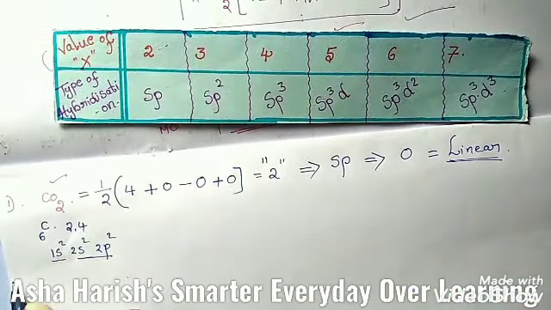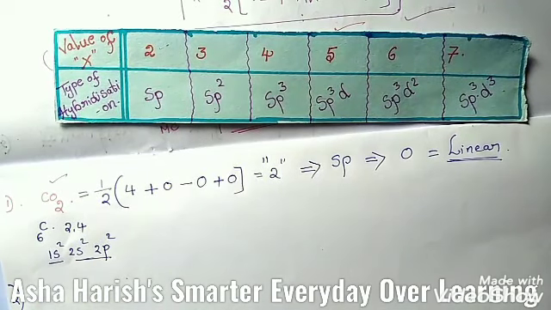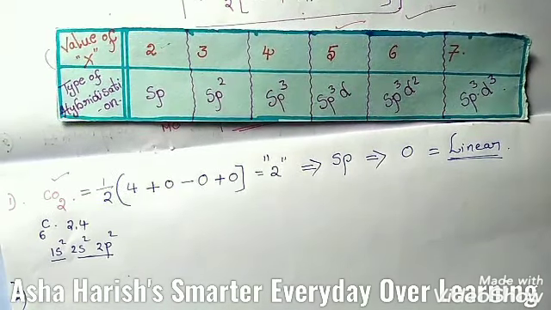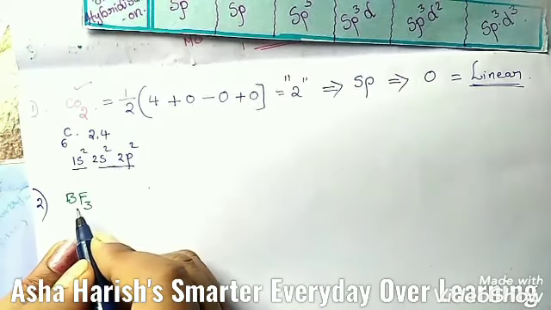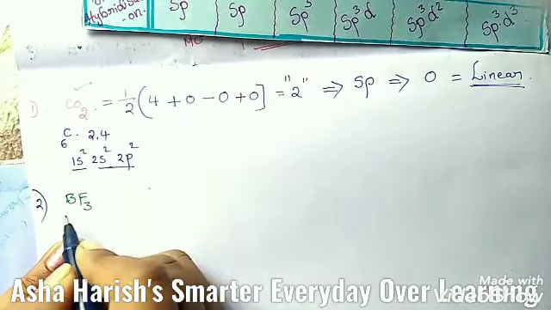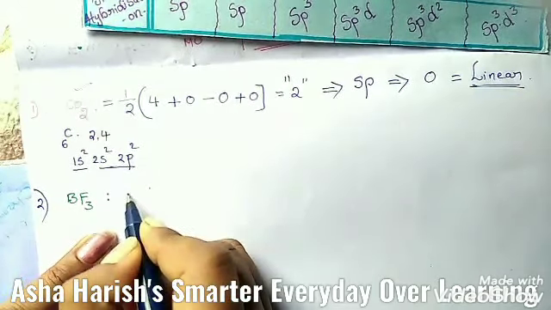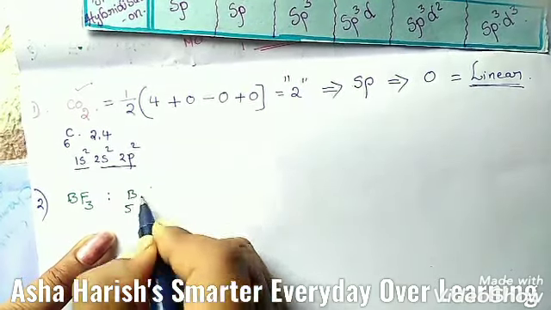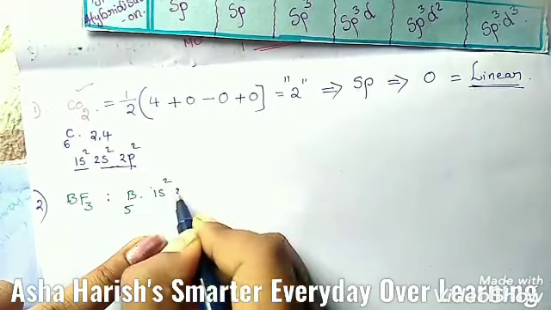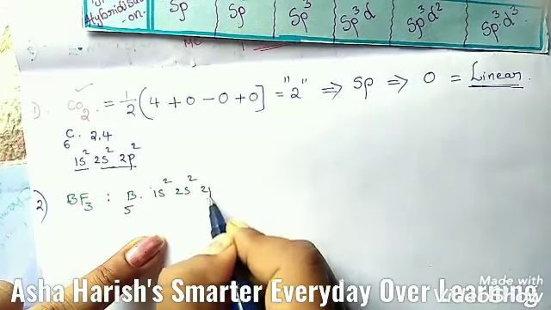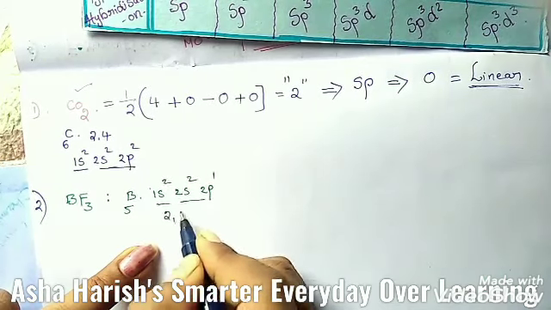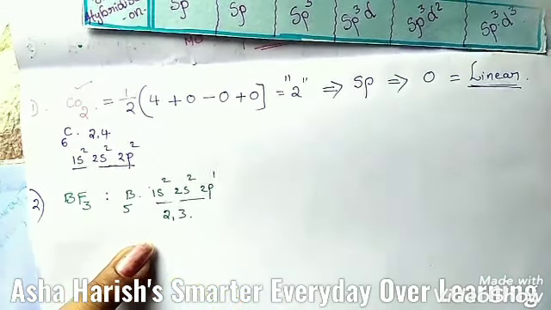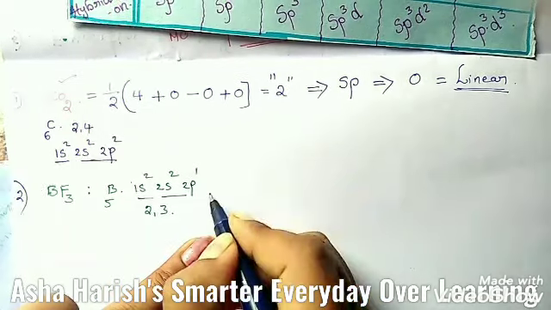Let's see the second example. Example number 2, BF3, boron trifluoride. In BF3, boron is the central atom. Let's see its electronic configuration. Boron is 5: 1s2, 2s2, 2p1. Okay students, this should be 2 and 3. This is its electronic configuration, students.